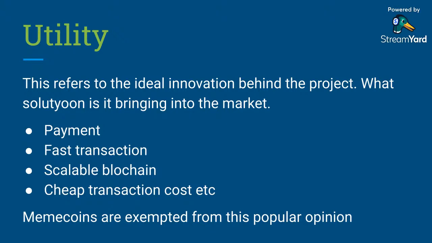Utility is actually what this refers to, the innovation behind the project. What solution, sorry for the mistake there, what solution is it bringing into the market? That's what utility means. Is the solution feasible? Imagine a cryptocurrency asset comes to tell you that we are going to create a way for you to go to Mars, to go to the moon. How do you intend to achieve that? How can a cryptocurrency make you go to the moon? That is a false utility.